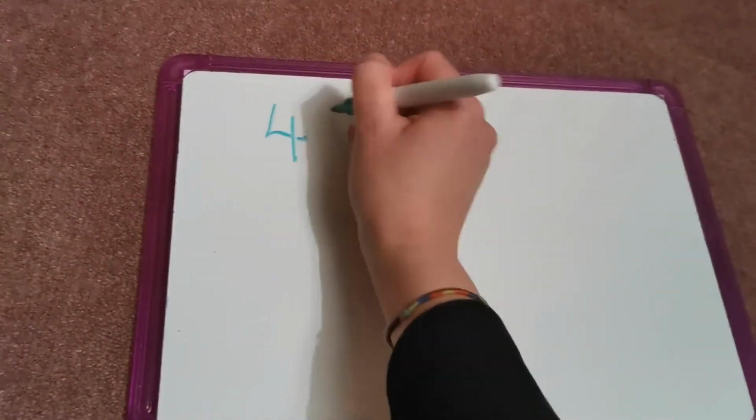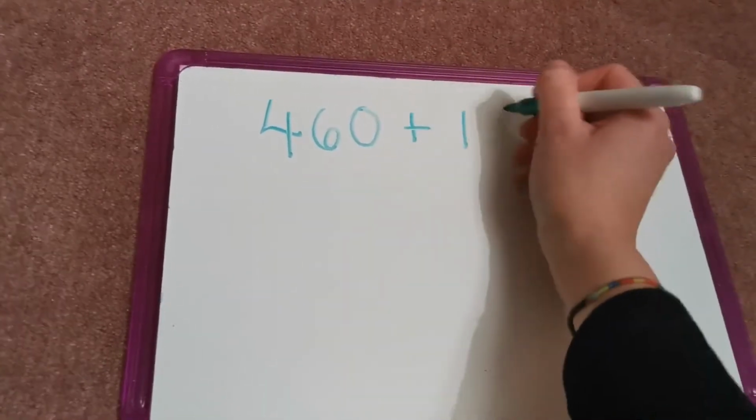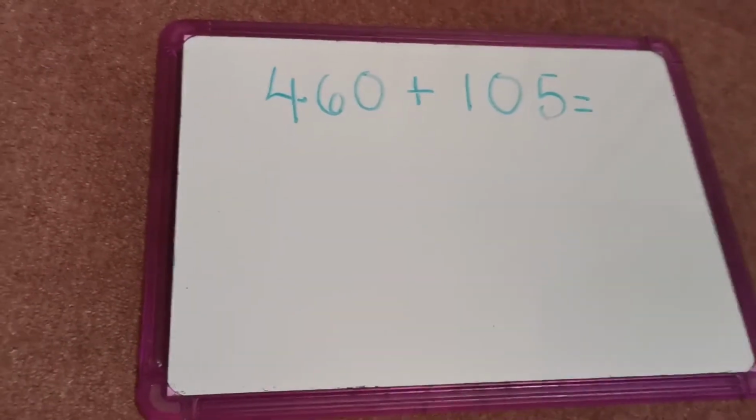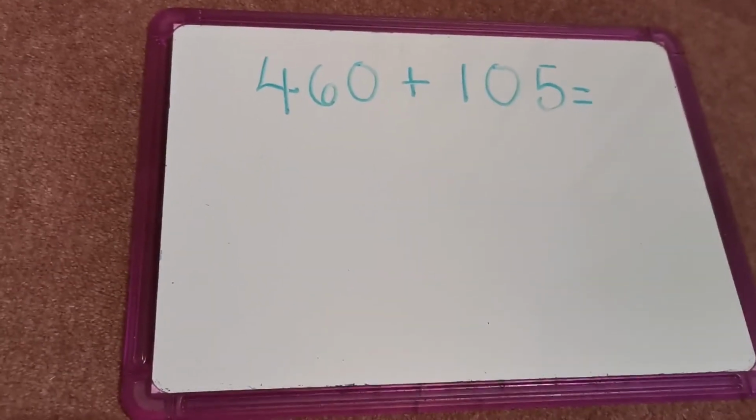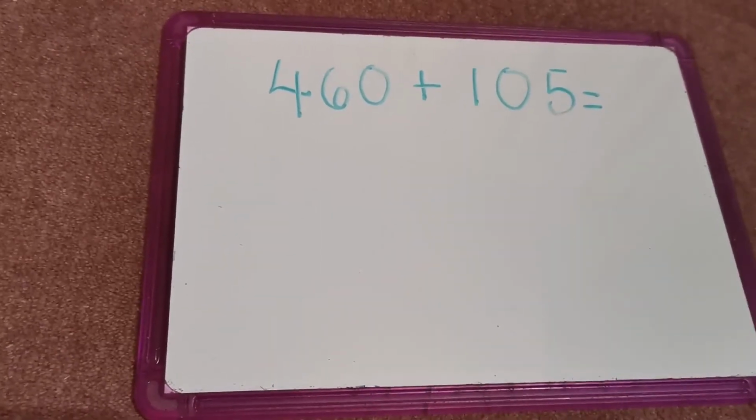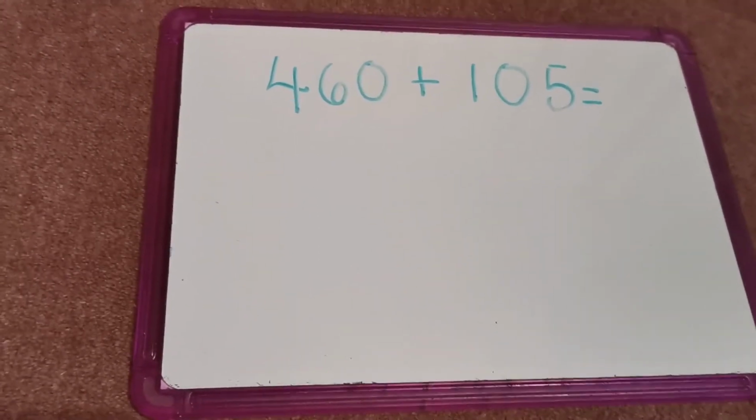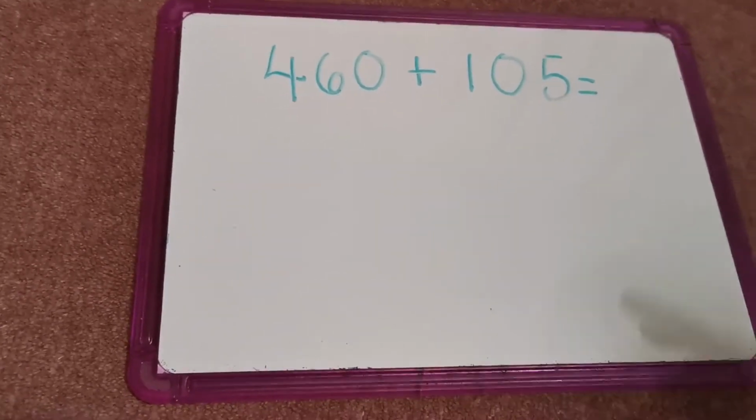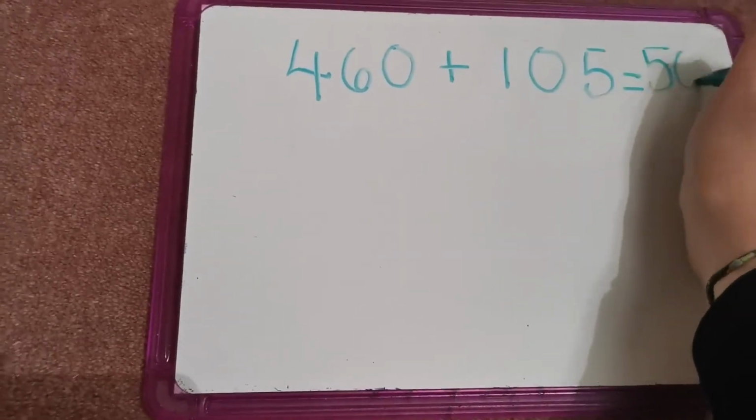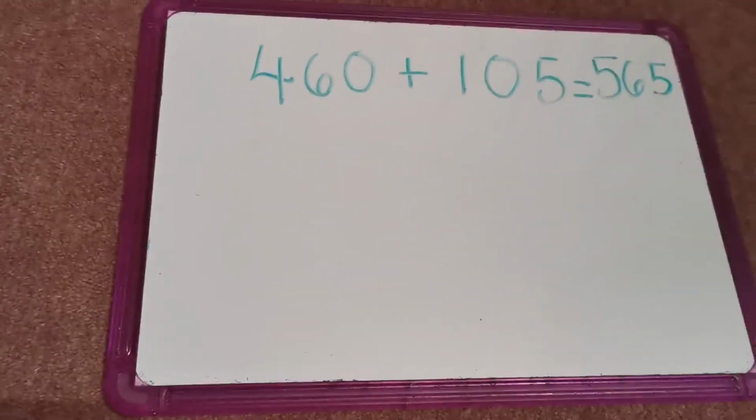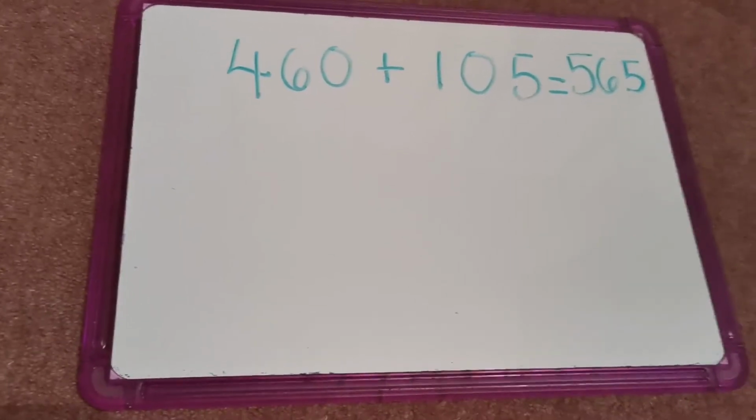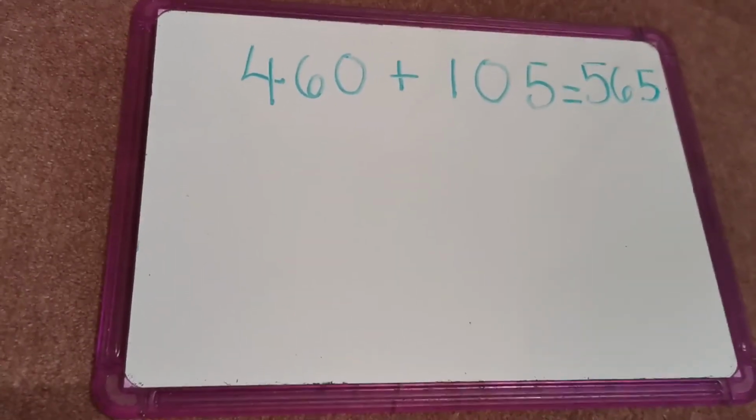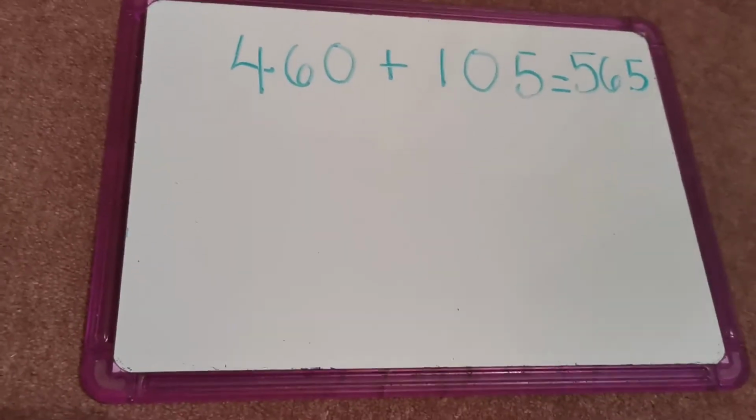Let's look at another question. So my next question is 460 add 105. Okay, looking at this question, I can see that in 105 I've got no tens, okay, and I know that 60 add 5 is 65, and 400 add 100 is 500, so that makes 565. Okay, so sometimes you might have to use your mental maths or your known number facts to help you to find the answer to a calculation. And sometimes you don't need to write it out.